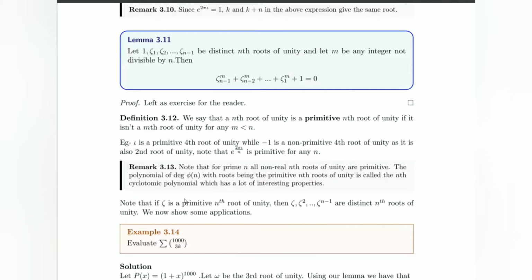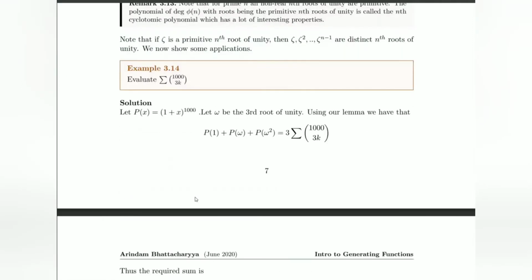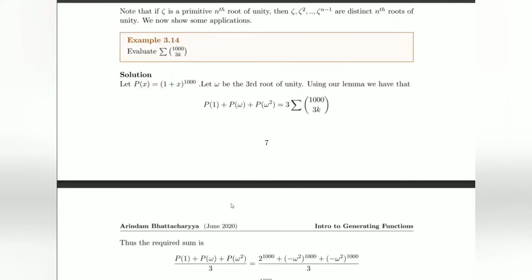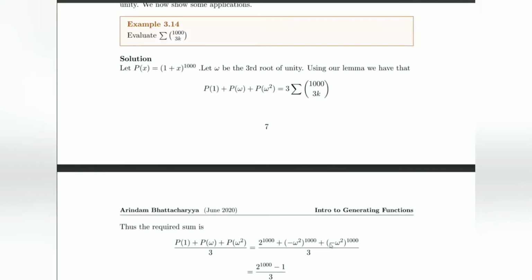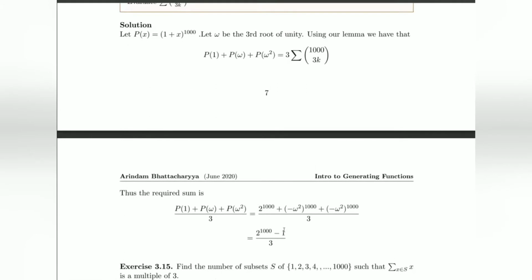Now P(1) is (1+1)^1000, that is 2^1000. 1 + ω is -ω², and 1 + ω² is -ω. Now this becomes ω^2000, and this becomes ω^1000. And if you know how to deal with nth roots of unity, you can write ω^2000 as ω², and this is ω, and they sum to -1. So what we needed to find is (2^1000 - 1)/3. This is an exercise.